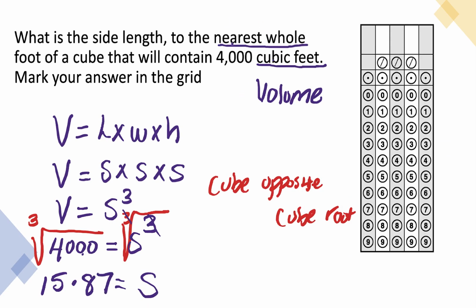Remember, they said to the nearest whole. If they say the nearest whole, they mean the digit that's in the ones place. And who's to the immediate right? An 8. Because 8 is bigger than 5, the ones place must increase. So this now would become 16, because you're going to have to add 1. Your answer here is 16. And then you're going to bubble in your 16. So when they say round to the nearest whole, they mean to the nearest ones place.